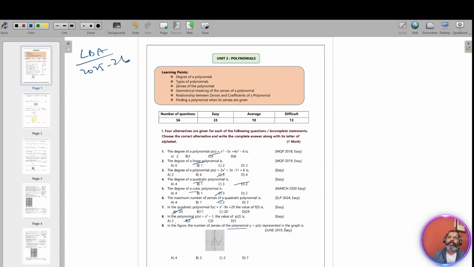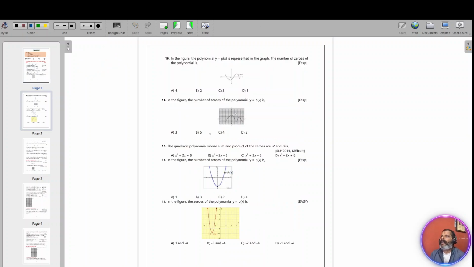This is important. Number of zeros in the graph. Number of zeros represented by graph is nothing but the number of points where the graph intersects the x-axis. So the x-axis it's intersecting at 1 point, 2 points, 3 points. So number of zeros is 3. Same question here, number of zeros they asked. So it's again 1, 2, 3 places they are touching. Here also number of zeros, same question, but it is touching the x-axis at 4 points.